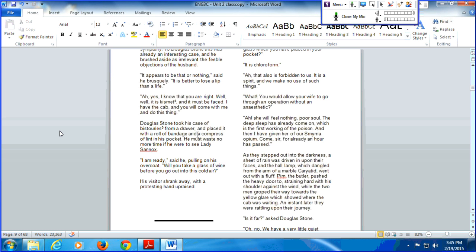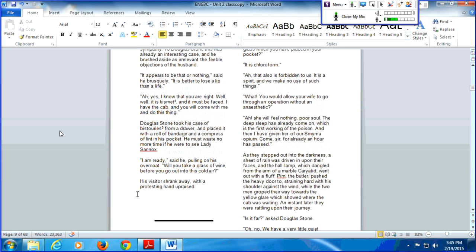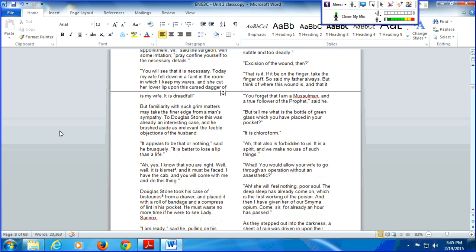Douglas Stone took from his drawer of bistouries, and surgical instruments, and placed a roll bandage and a compress of lint in his pocket. He must waste no time with his scruples. "I'm ready," he said, pulling on his overcoat. "Will you take a glass of wine before I go out in this cold air?" The Turk shrank away, the protesting hand upraised. "Forget that I'm a Mussulman. I'm a true follower of the Prophet," he said.